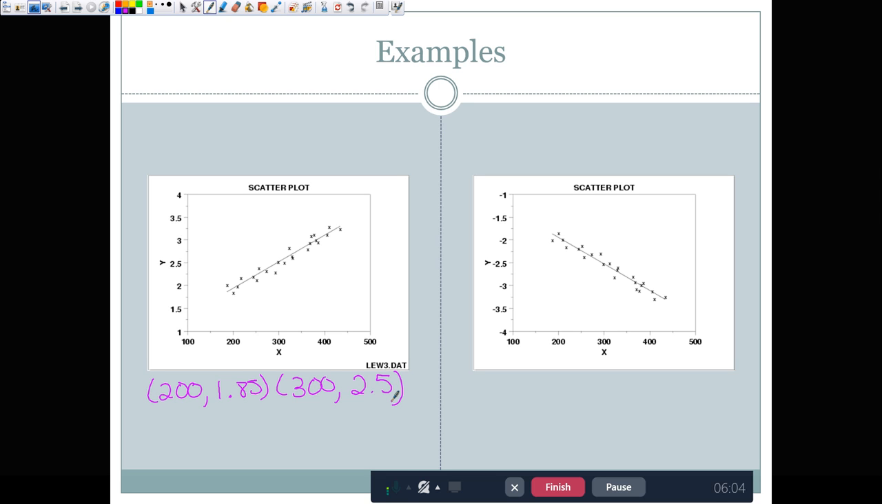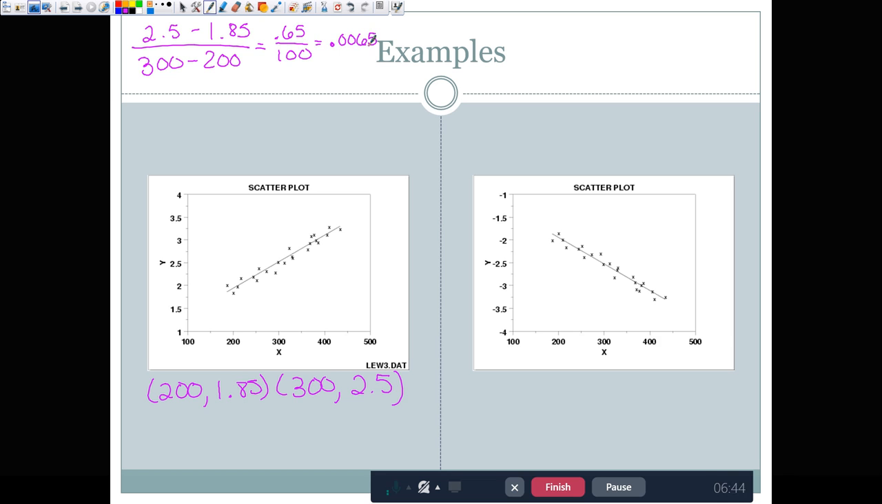So I'm going to do y2, 2.5, minus y1, 1.85, over x2, 300, minus 200, x1. So I'm going to get 0.65 over 100, so 0.0065. Okay? So again, your slope might be slightly different because you chose different points, and that's okay, as long as it's kind of near it. And you'll see what I mean in a few.